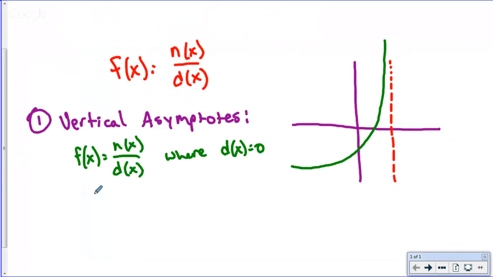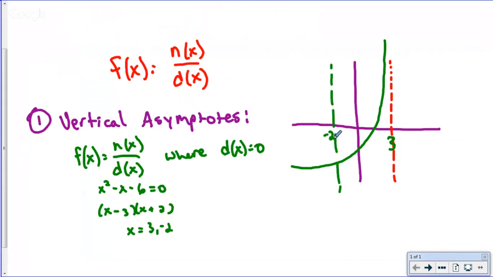So let's say that we have x squared minus x minus 6 on the bottom. Where does that equal 0? We factor it. Factors of 6 that subtract to 1 are 3 and 2. Signs are different, the bigger one's negative. So x equals 3 and minus 2. I have vertical asymptotes at those 2 points. So your vertical asymptote is where your denominator equals 0.